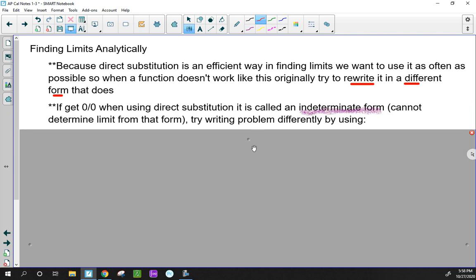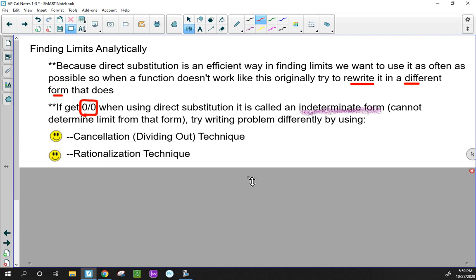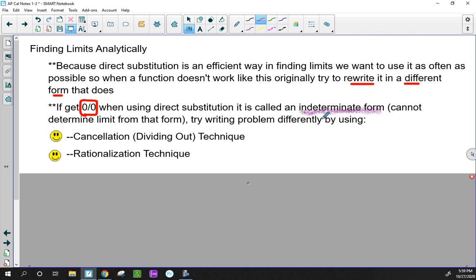Sometimes what happens when you substitute is you get something like this, 0 divided by 0. We know in our entire math career you can't divide by 0. That's undefined. So if you do get 0 over 0 when using direct substitution, it's actually in calculus called an indeterminate form. It means that I cannot determine the limit from that form. I need you, if that happens, to try to write the problem a different way. You can use one of the 2 methods from your learning targets. You can use what's called the cancellation or dividing out method, or you could use the rationalization method.